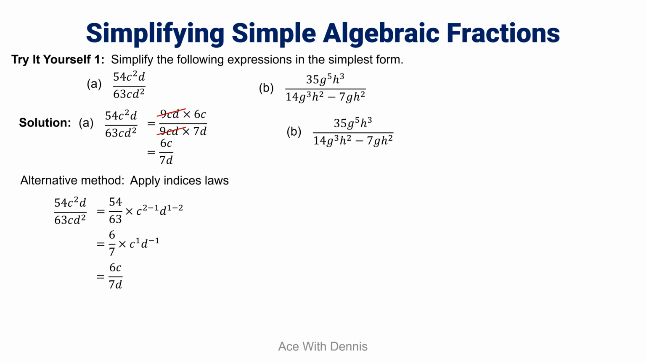For B, 35g to the power 5h cubed over 14g cubed h squared minus 7gh squared. So now what we can do is factorize the denominator. We'll have 7gh squared times 2g squared minus 1. For the numerator, we can write it as 7gh squared times 5g to the power 4h. Then we cancel out the 7gh squared. So the answer will be 5g to the power 4h over 2g squared minus 1.